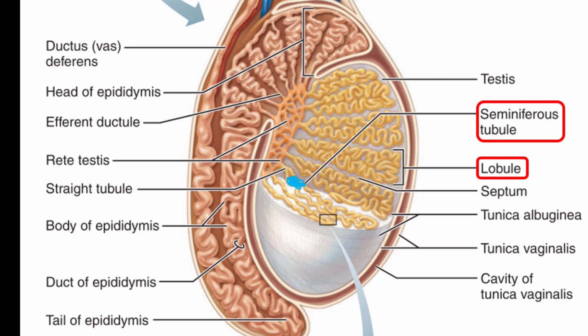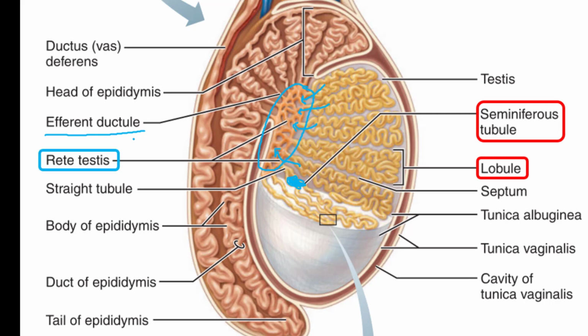Now what structure do they open to? They open to the vasa efferentia. Remember, the efferent ductule is nothing but the vasa efferentia. The seminiferous tubule opens to the vasa efferentia through this structure called the rete testis, as you can see here. In each case, the seminiferous tubules open to the rete testis, and from the rete testis it opens to the next structure called the efferent ductules, or the vasa efferentia.